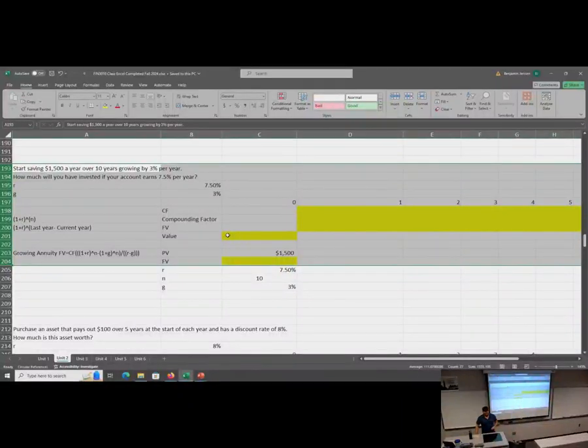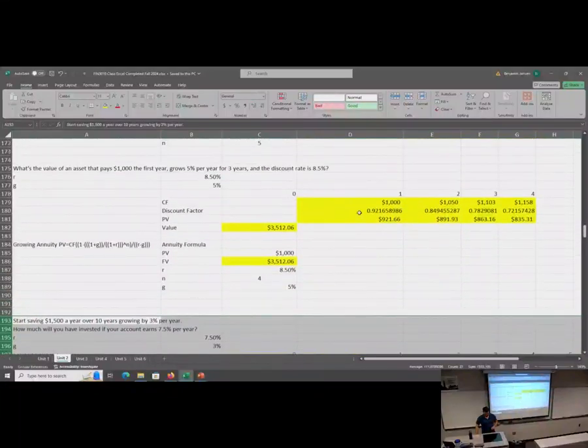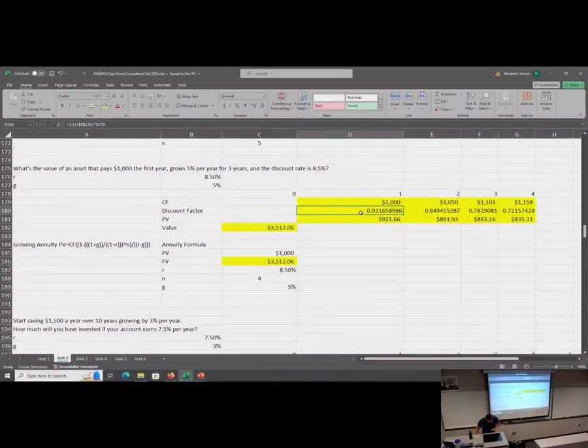Can you go over the discount factor for 175 through 1? So that problem, the one I'm highlighting? Okay. Yep. 1 divided by 1 plus the 8.5% discount rate raised to the year that it's in.